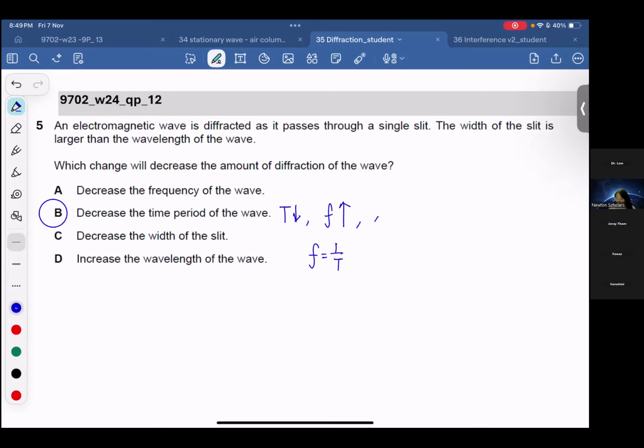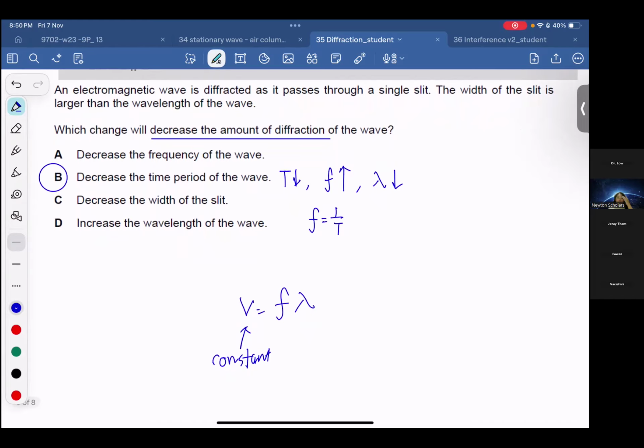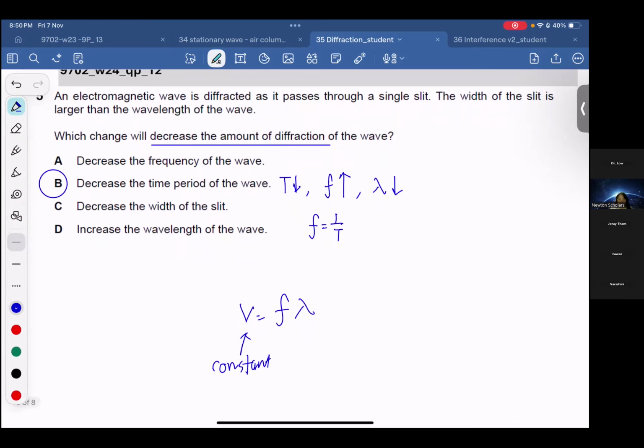Frequency increase, your wavelength will become shorter. So this one will decrease the amount of diffraction. V equals f lambda. The speed is constant because I didn't change the electromagnetic wave.